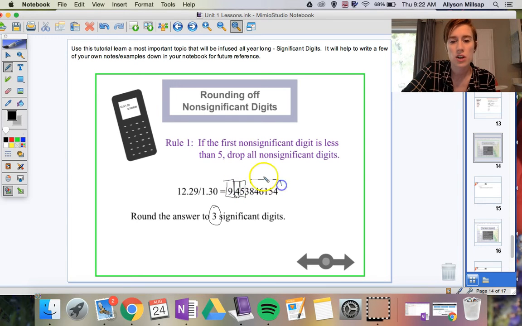All the rest of these are not significant. I mean, they really are significant numbers, but we don't want them, right? We want to get rid of them. We only want 3. 1, 2, 3. So what are we going to do? Always keep your first, like 1 or 2, you know.